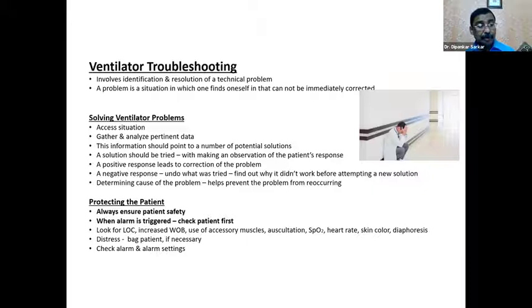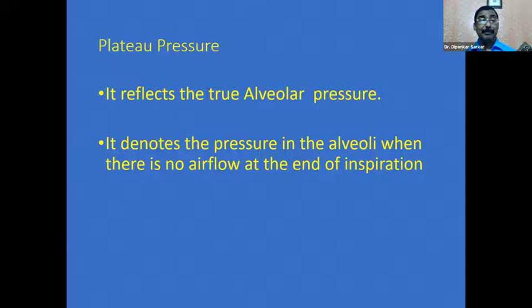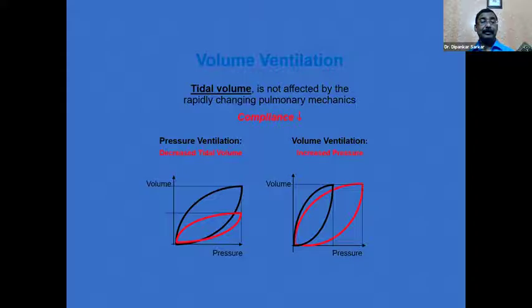Look for the consciousness, work of breathing, saturation, pulse rate, whether there is any sweating. Check the blood sugar if required. Check the alarm, whether it has been disarmed or not. Plateau pressure, this I'm not discussing.